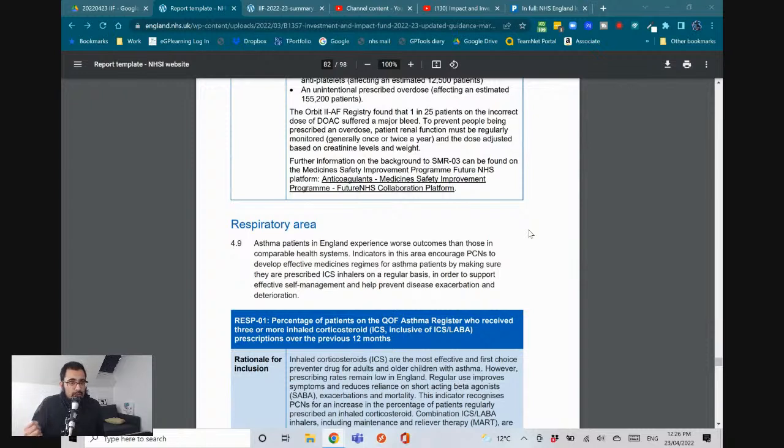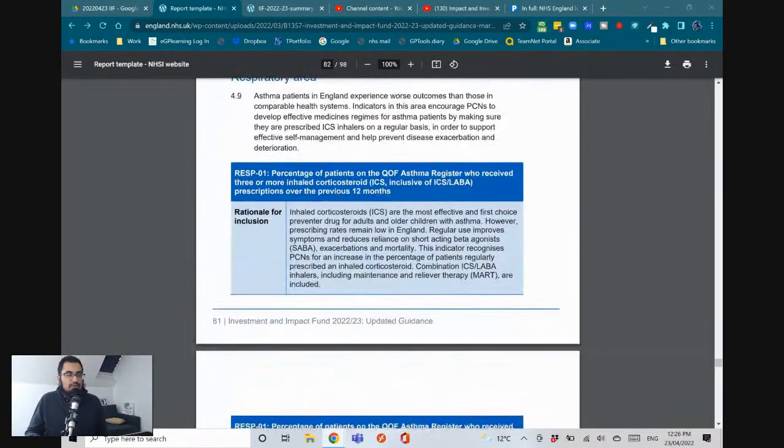Hopefully, this should already be embedded, and that should be stuff that your network should be able to achieve relatively easily. Maybe it's just having some of those searches in place, particularly the one for the DOAC, and potentially reminders to help when you're prescribing NSAIDs to prescribe a PPI, that kind of thing. The respiratory area is what we're going on to next, and then we're on to the final one after that.